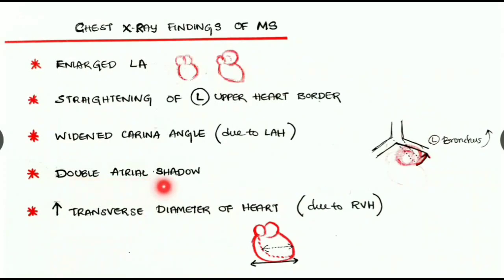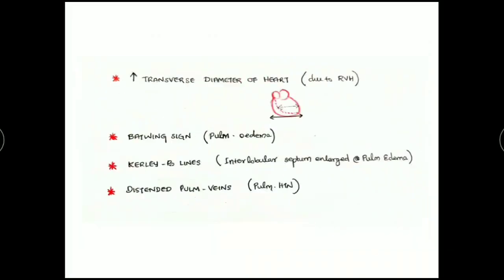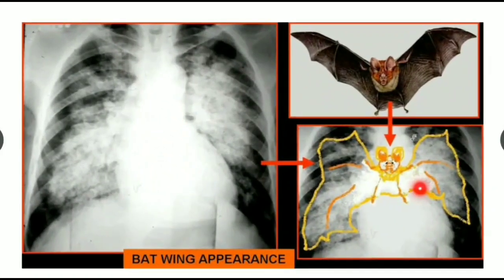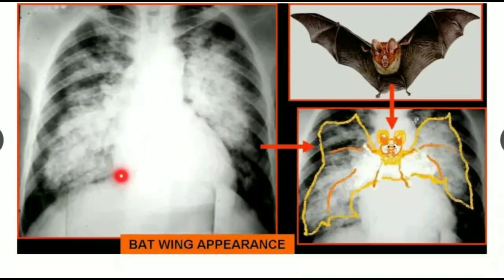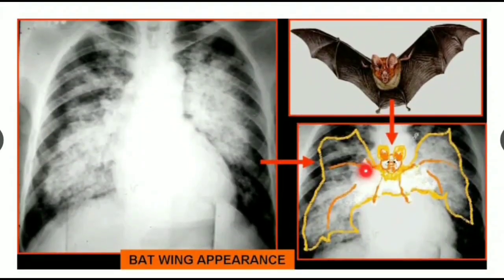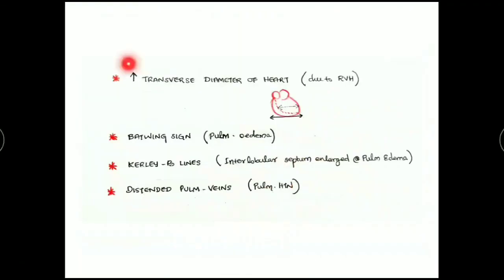Fourth, there is a double atrial shadow. Next, there is an increased transverse diameter of the heart due to right ventricular hypertrophy. See here, the transverse diameter of the heart is increased, and that is evident in the chest X-ray. Next is the Batwing Sign, which is a typical feature of pulmonary edema. See, this is the Batwing Sign. It looks like a bat in your chest, and this is due to the pulmonary edema.